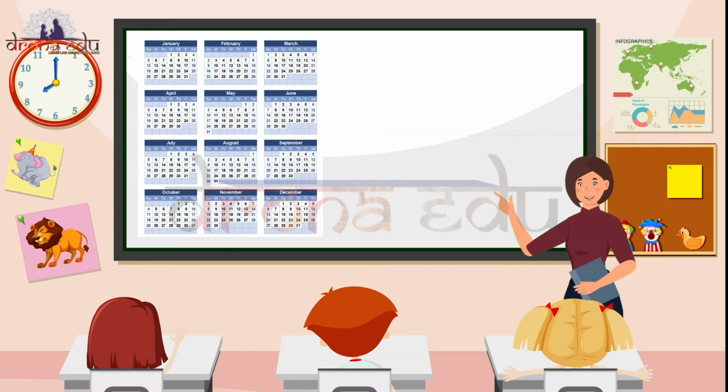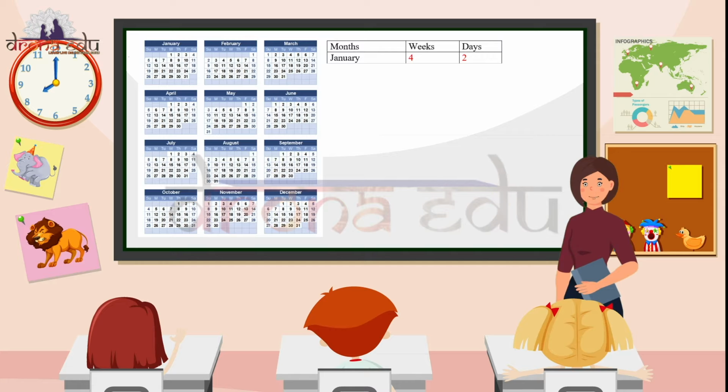We saw how the calendar will be presented, right? So it will be having a number of days and it will be having weeks. Now let us know how many weeks and days the months will be having. If you observe the January month, it is having 4 weeks with 2 days, right? So 4 weeks 2 days it is having.